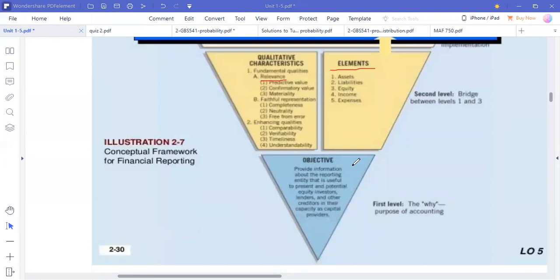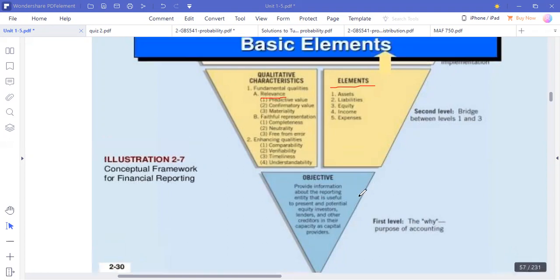When we go to objectives, the objective of the conceptual framework must be to provide information about the reporting entity that is useful. It must also present potential equity investors and lenders and other creditors in their capacity as capital providers. So the objective is to provide information which will be essential for reporting equity. Now, this equity is very useful to present to potential investors, to potential lenders and other creditors that may be available. So once the financial information is presented in accordance with this conceptual framework, it may avail the company of more lenders, because usually companies, especially in the private sector, will be keen on having as many financiers as possible.